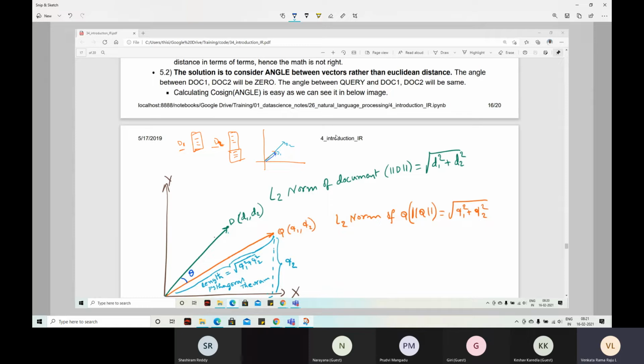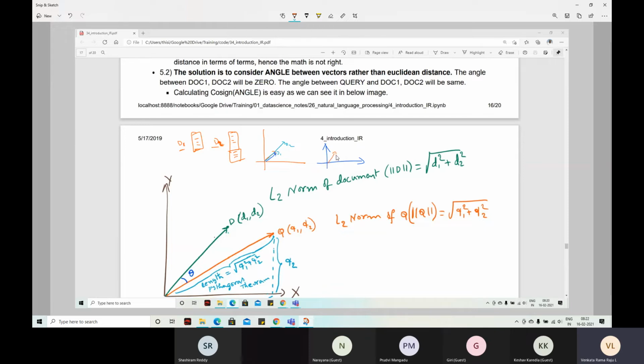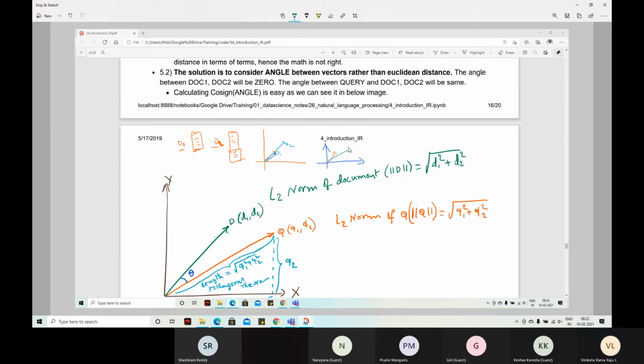So this is one thing, right? The second thing is, if your data is such that you cannot apply unit vector, you cannot convert it to unit vector or divide it by L2 norm, then what you should be doing is find out the angle between D1 and D2. If there is some angle, that means the documents are different. If the angle is 0, then documents are same. Got it? So that is called cosine similarity.